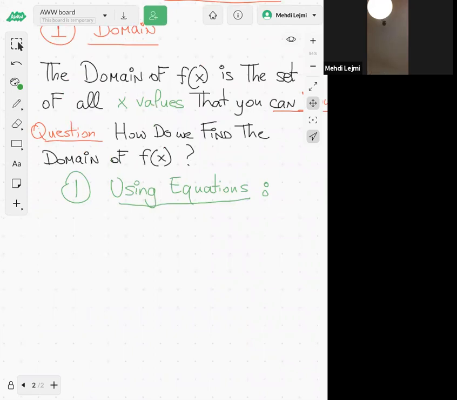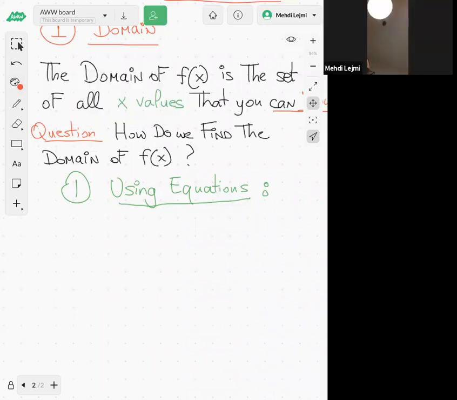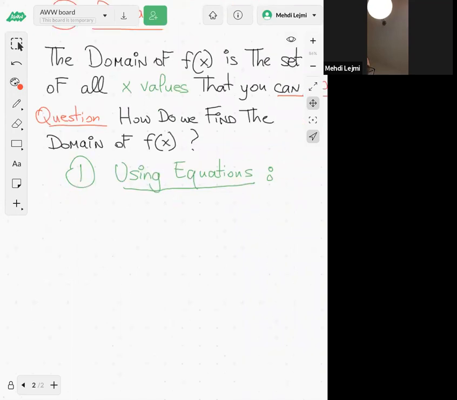But before the example, there are 2 rules that you need to know, guys. There are 2 main, very important rules that you need to know. Okay, so the rules are the following. The first rule is, we cannot have negative numbers under a square root.